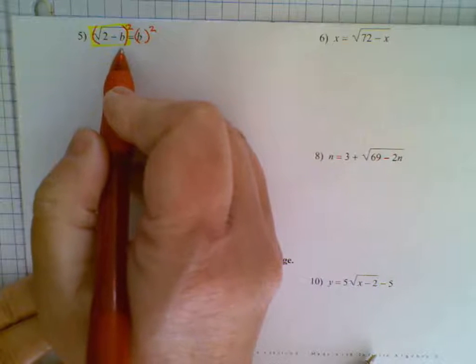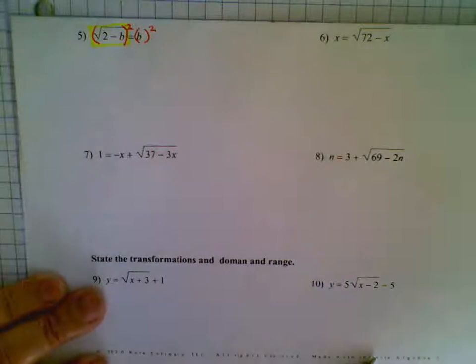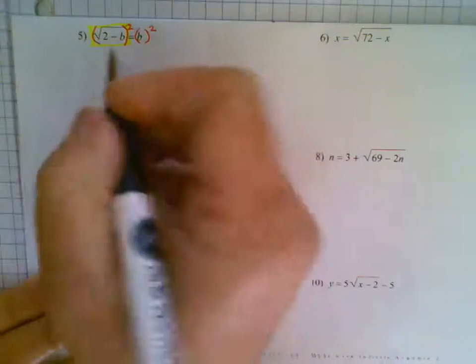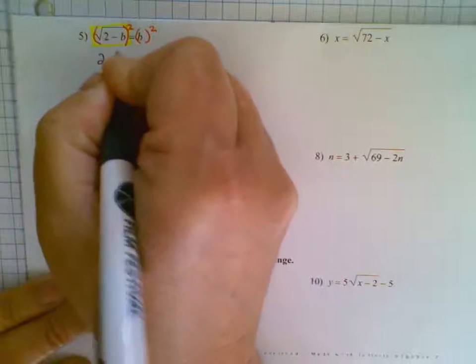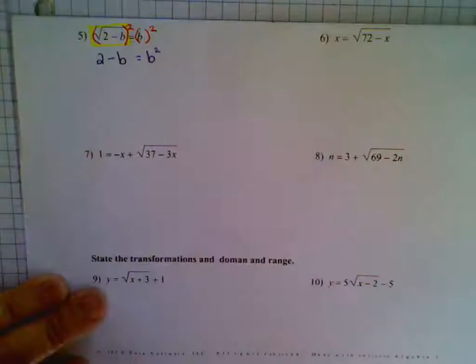I do advise you, whenever the variable is b, to be really careful that your b's and your 6's look different, because you might confuse yourself. I've seen it happen. You can also just change it to an x. So when we square both sides, the radical falls away, and we get 2 minus b equals b squared.